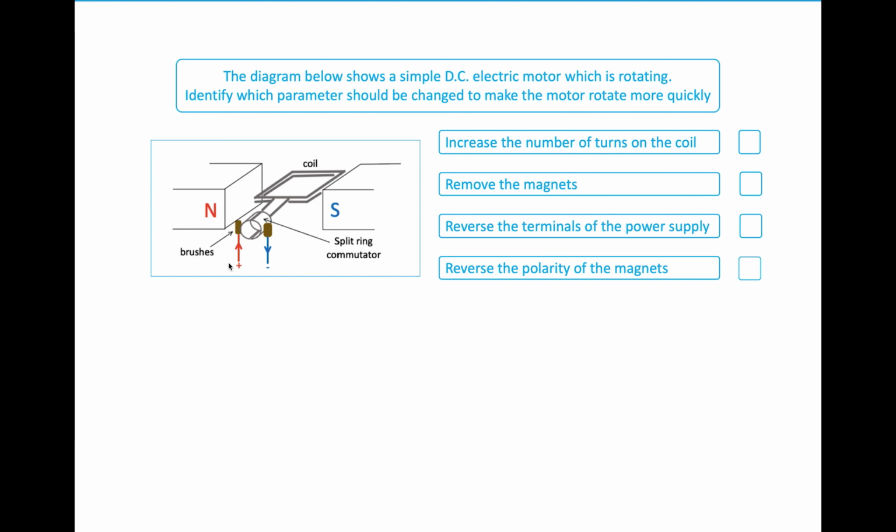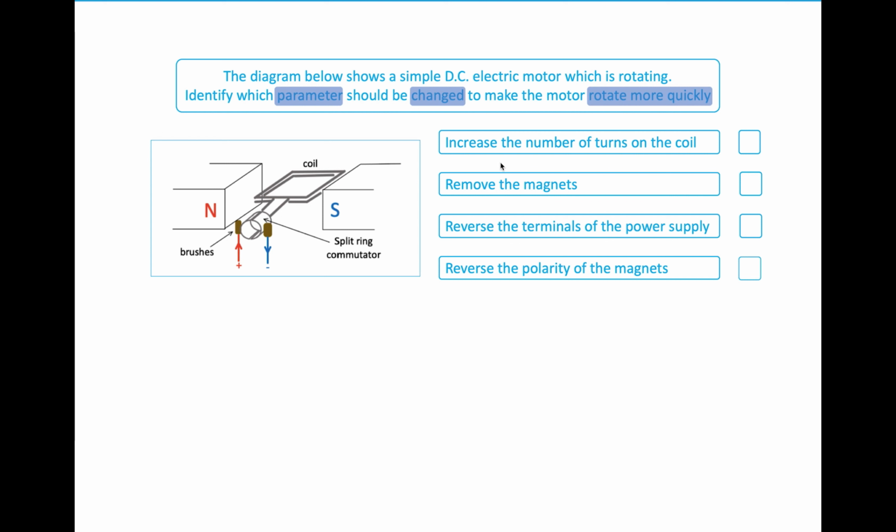So this coil has an electromotive force being applied to it, which is causing it to rotate. The question is, which parameter, and I'm given a whole bunch of choices below, must I change to make it rotate more quickly? To make it rotate more quickly, I need to increase the force, the EMF, that's being developed. So we're going to answer this one by exclusion and then also answer it using some of the theory we know. So just two methods of answering this question.